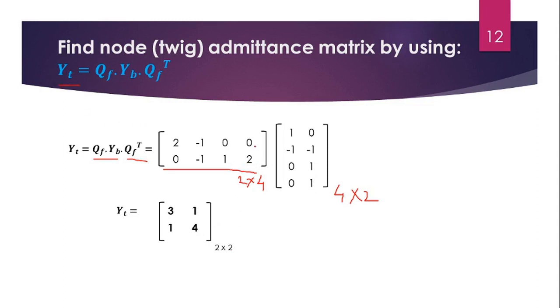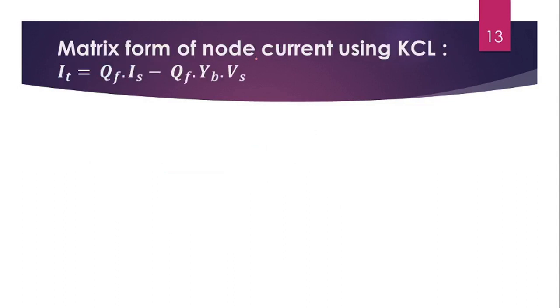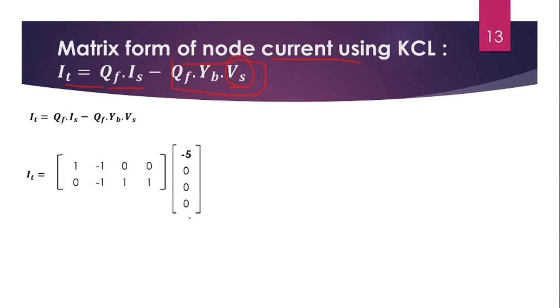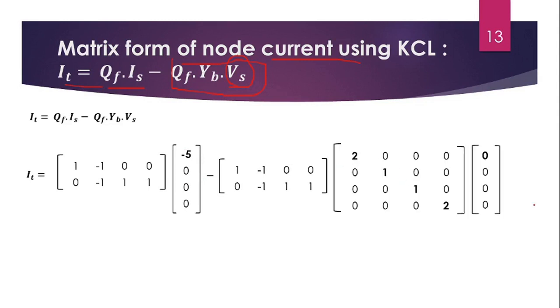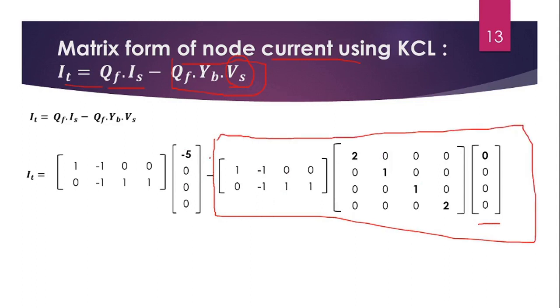Next we have to find the matrix form of node current using KCL. So it equals Qf into Is minus Qf into Yb into Vs. For this circuit we find Vs is 0, so the overall term Qf into Yb into Vs becomes 0. So we get it from only Qf into Is. Qf is the fundamental cut-set matrix, into Is which we find from the circuit, minus Qf into Yb into Vs. As Vs is 0, the overall product of these three matrices becomes 0.